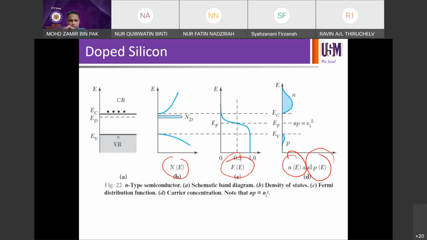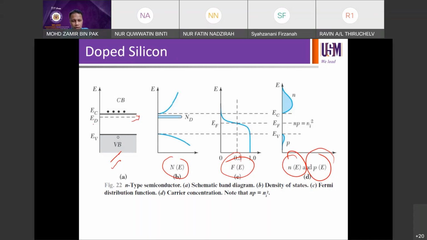If you're talking about doped silicon, N-type, what happens to your band diagram? Remember last time when we talked about intrinsic semiconductors, let's look at the first one, A. We still didn't have this state, ED, right? ED stands for donor energy states. EC and EV we've learned already, and now we learn about ED.